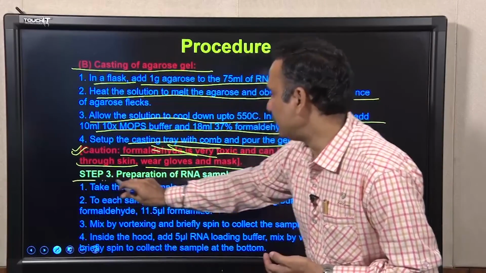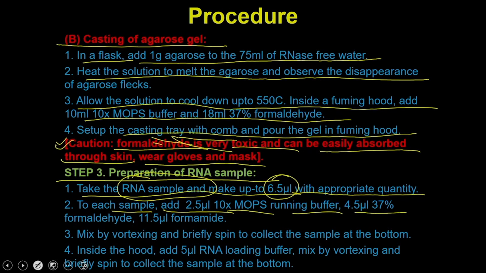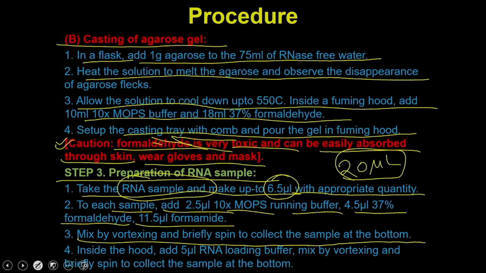Now, in step 3 you have to prepare the RNA samples. Take the RNA sample and make it up to 6.5 microliter with the appropriate quantity. Whatever RNA sample you have, first prepare 6.5 microliter of sample, and to each sample you add 2.5 microliter of 10x MOPS running buffer, 4.5 microliter of 37% formaldehyde and 11.5 microliter of formamide. That makes a reaction mixture of 20 microliter. Mix it by vortexing and briefly spin to collect the sample at the bottom.